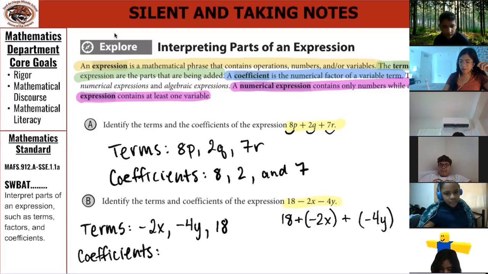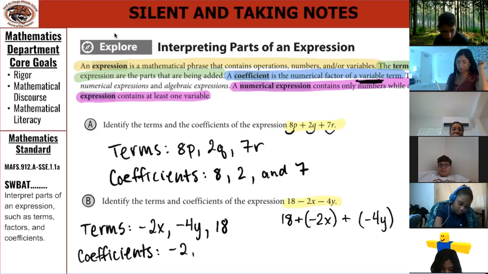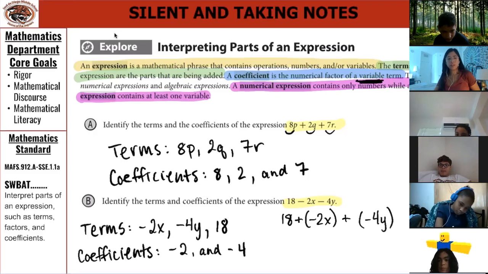Okay, good. So a coefficient has to have a variable with it. It has to be tied to a variable. The 18 is all by itself, so that one's not a coefficient. However, the negative 2 and the negative 4 are coefficients because they are married to that variable. That 18, she's single.